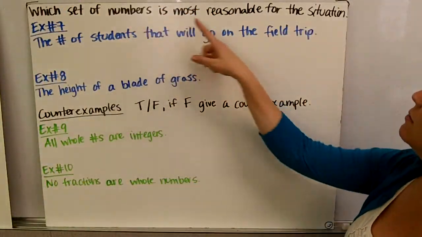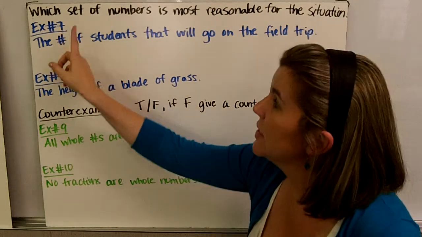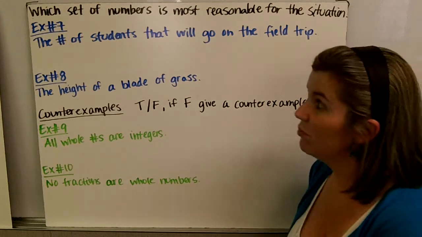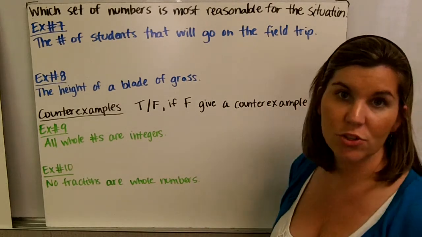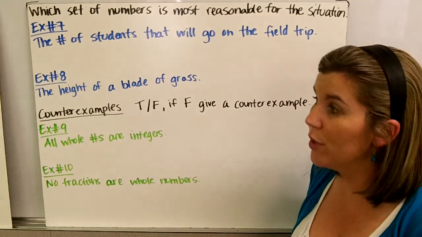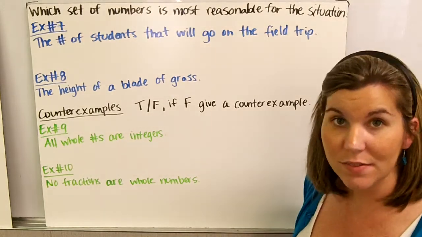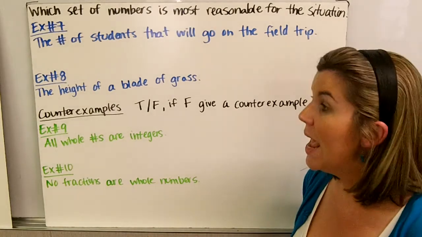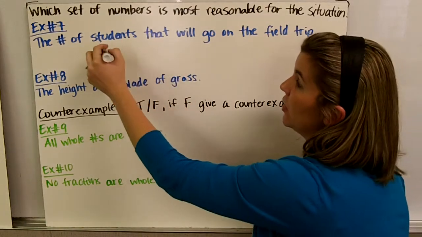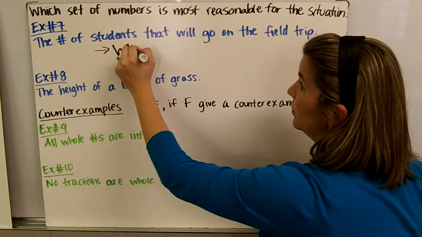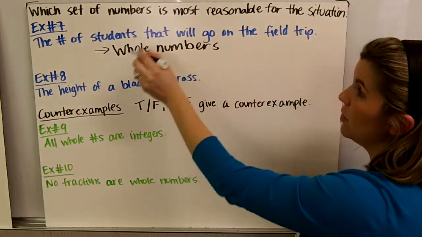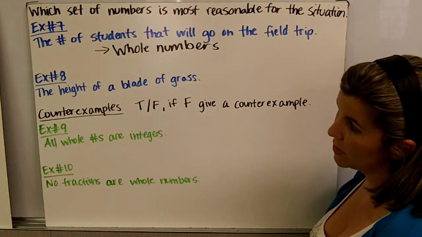Which set of numbers is most reasonable for the situation? So example number 7, the number of students that will go on the field trip. Well, you can't have half a student or a decimal portion of a student. You have to have a whole number of students. You can't have negative students, so it's not integers. And you could have 0 students, so it's not natural. Your answer is going to be whole numbers. These would be best to approximate the number of students that will go on a field trip, whole numbers.